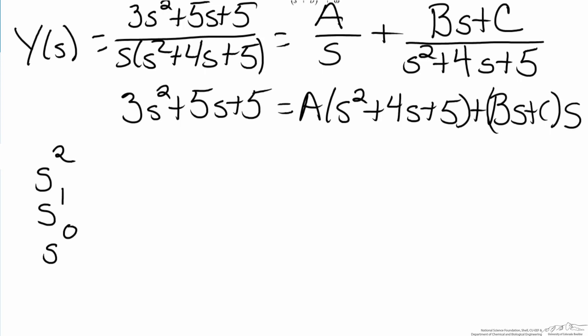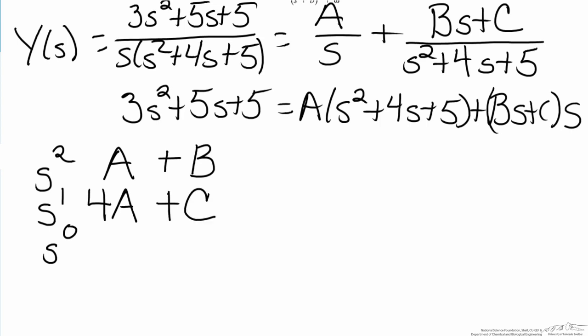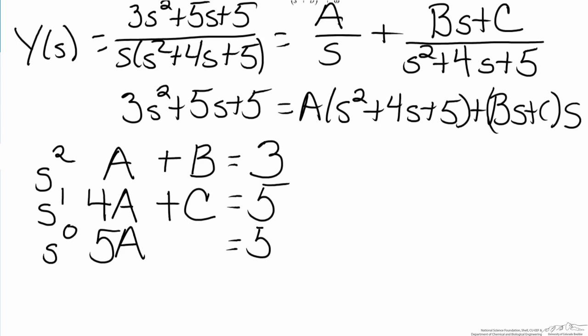If we look at our right-hand side, we see that we have an as squared term and a bs squared term. If we look at our s terms, we have 4as for a, and we have cs for c. For the constant, the only one we have is 5a. We then use the left-hand side to match what these coefficients have to equal. On the left-hand side, we have 3s squared, 5s, and 5.